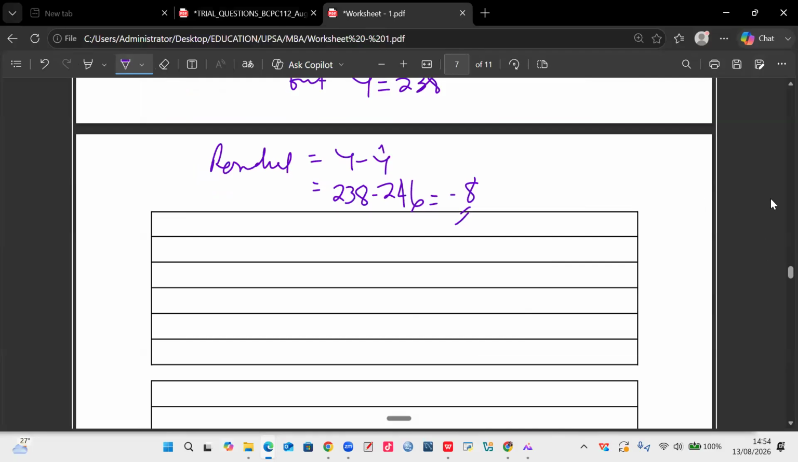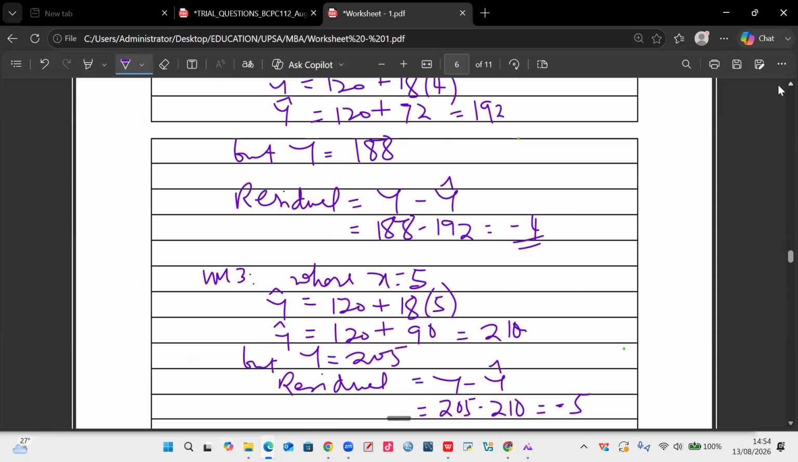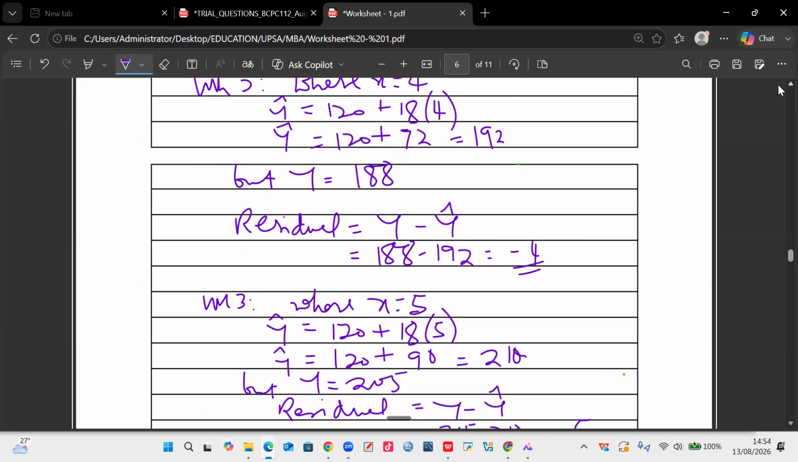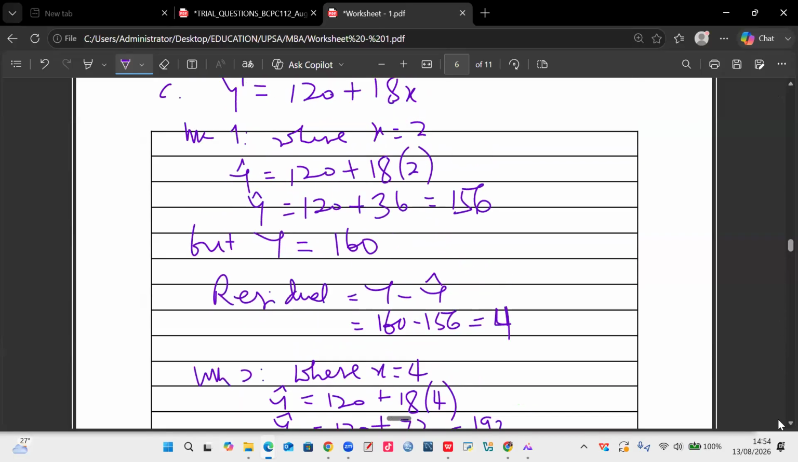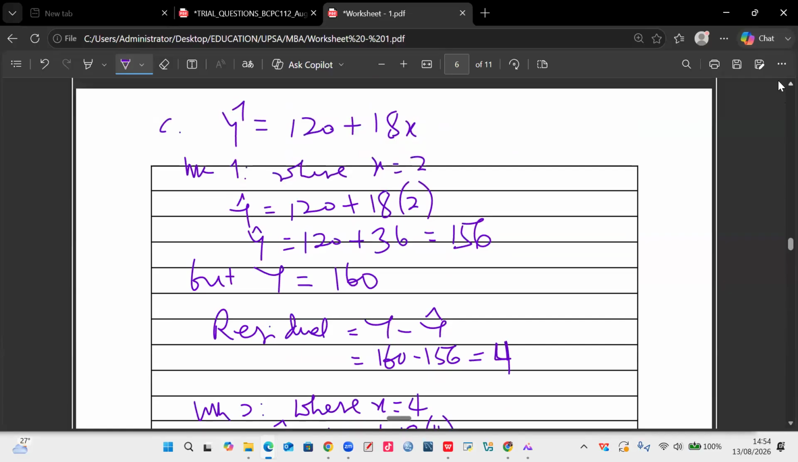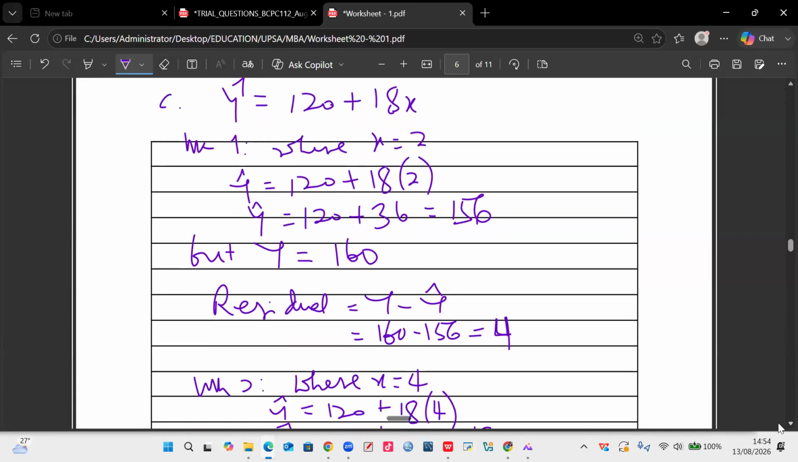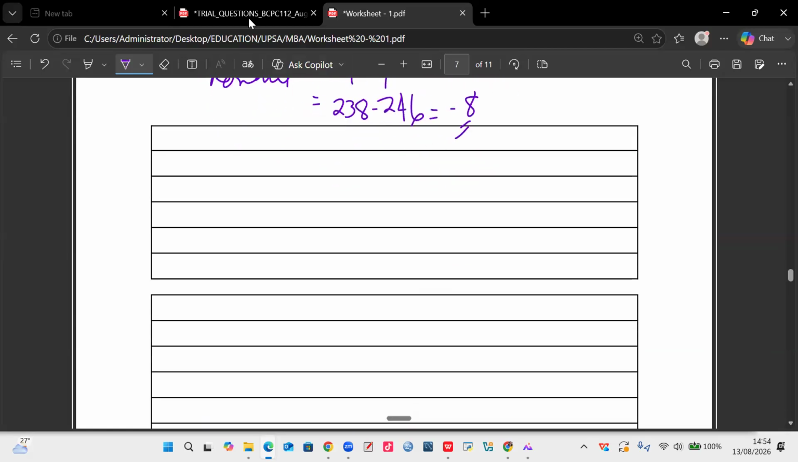It simply is saying which weeks gave us negative values. Those weeks have prediction errors, where we didn't predict it right. So which weeks are they? The weeks with negative residual values: week 2 and week 3. That's question D.